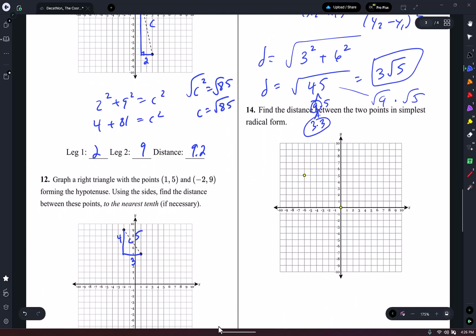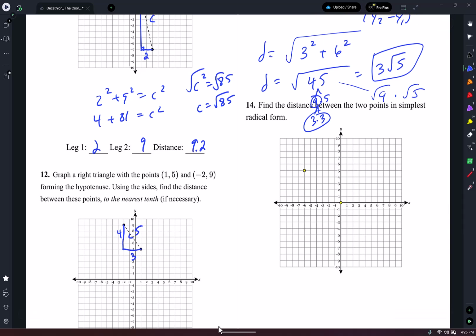Find the distance between the 2 points. I don't know if you can tell, but there's one at the origin. Here's my right triangle. This distance here is 6, or horizontal displacement. I guess you can also call it -6 if you're trying to be very specific. And this vertical displacement is 5.